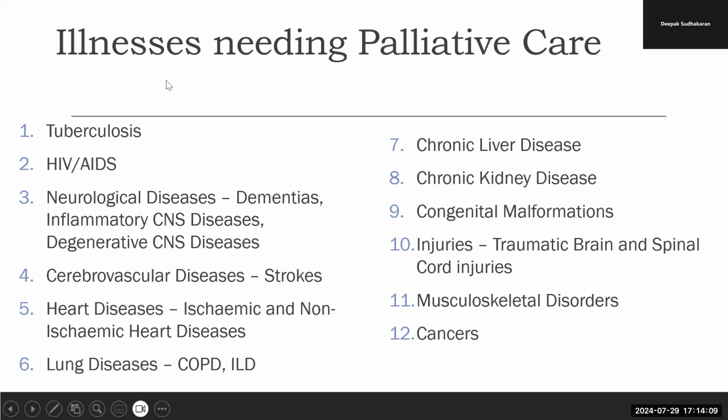So all these are telling you that non-cancer illnesses also are life-limiting illnesses. That is, they can compromise the quantity or quality of life. And it comes as no surprise that even infectious diseases like tuberculosis and HIV/AIDS are also part of it. We are not talking only about physical symptoms here or the complications which can arise out of an illness.